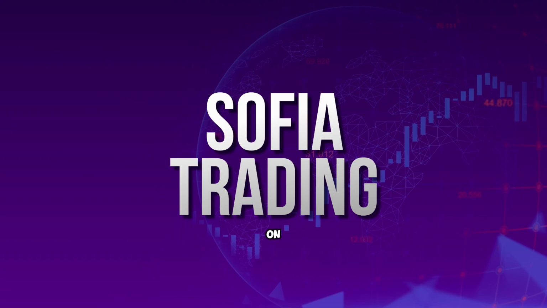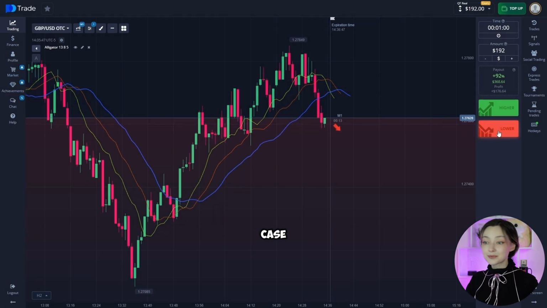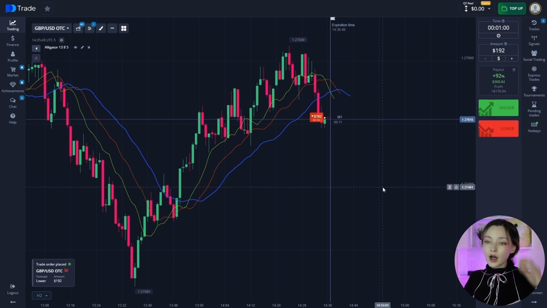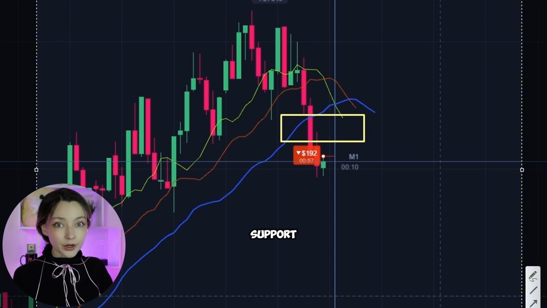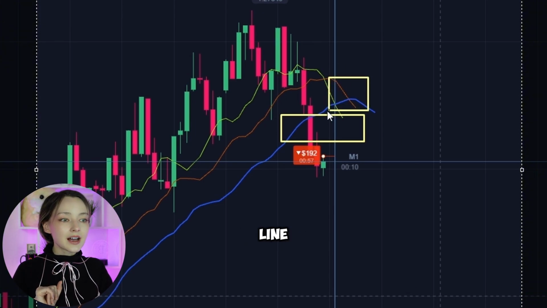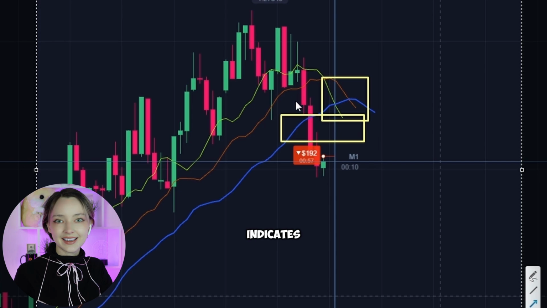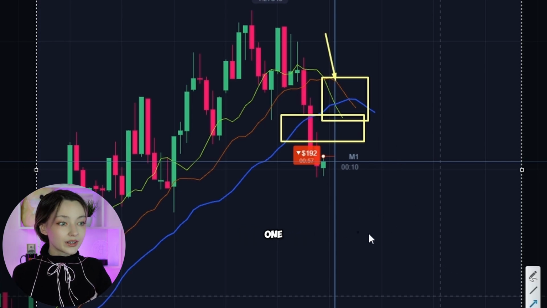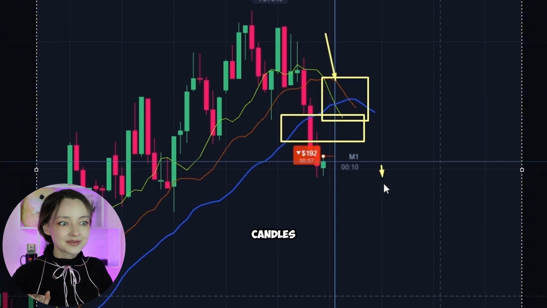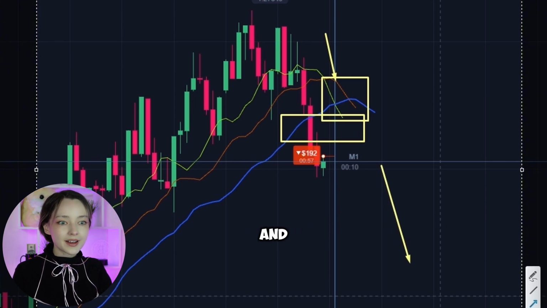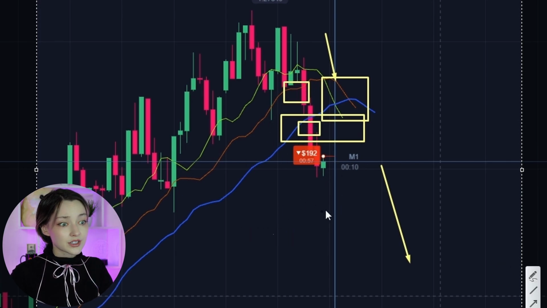Let's carry on. Found another case, placing a 1-minute trade downwards. We can see the price broke through the blue line that used to play the role of support, and moreover, we can see the line was crossed downwards, which indicates the trend switched to a downward one. Besides all of that, take a glance at the candles. They're so impulsive and full-bodied. These candles indicate the presence of a strong seller who's going to keep pushing the price further down.